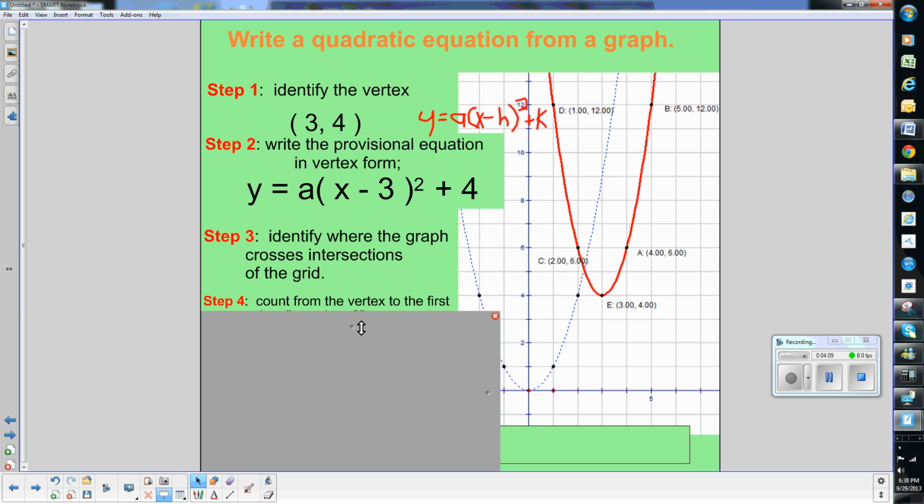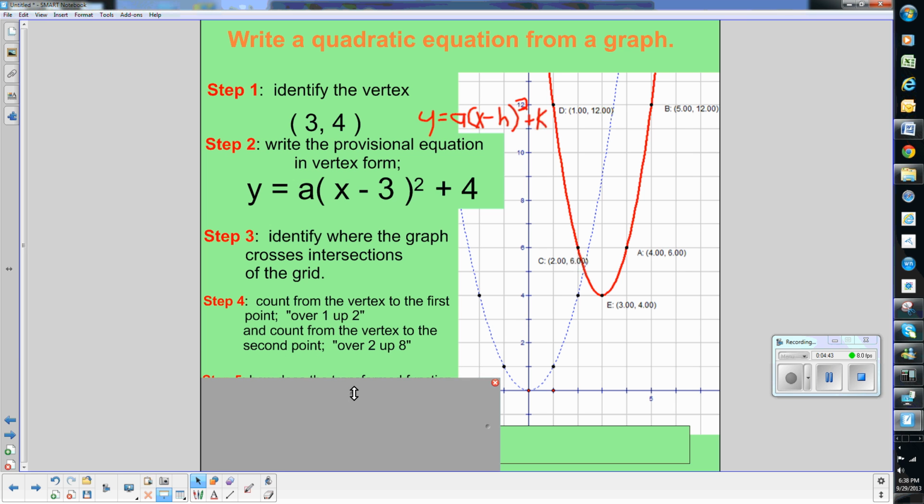Now, step 4 is to count from the vertex to the first point. So we start here, and we go over 1 and up 2, kind of like if you were trying to find the slope. And then count from the vertex to the second point, over 2 and up 8. Okay? And it's the same on this side, over 1, up 2, over 2, up 8.